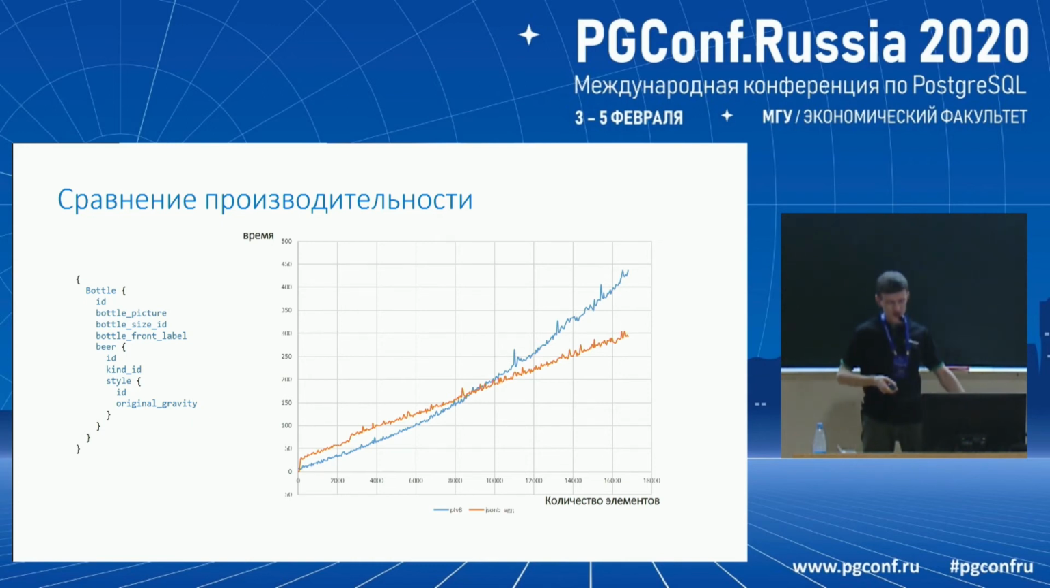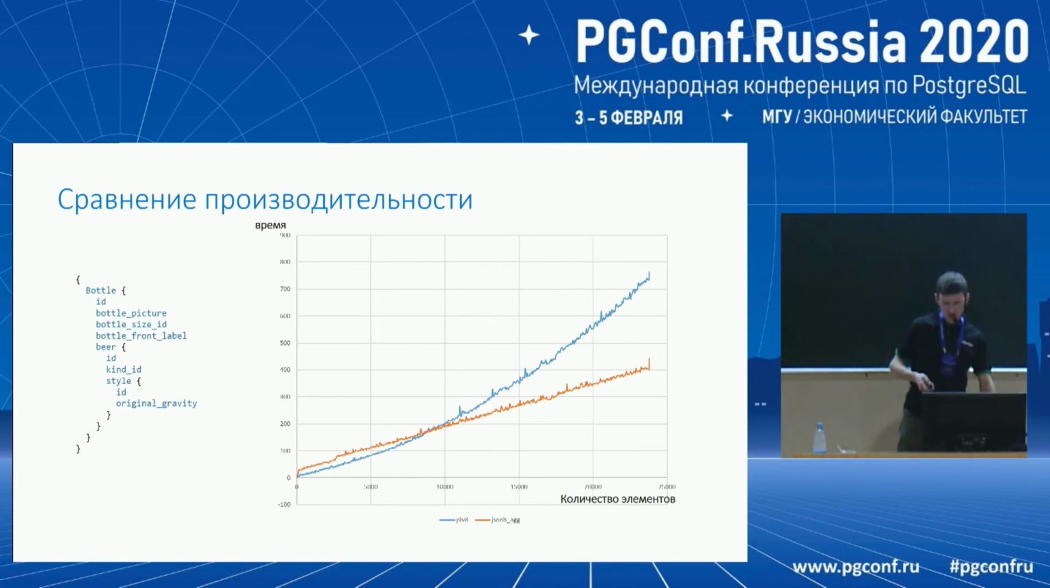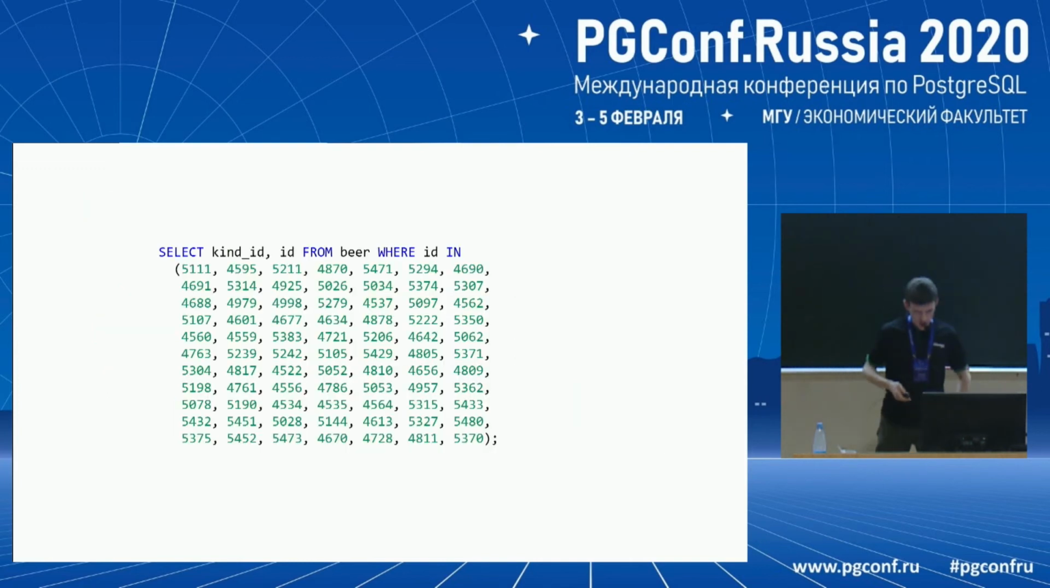So on small values up to 9,000 elements, PLV8 works faster. Then we get the opposite result. So we see linear growth with aggregates, and PLV8 is exponential or quadratic.